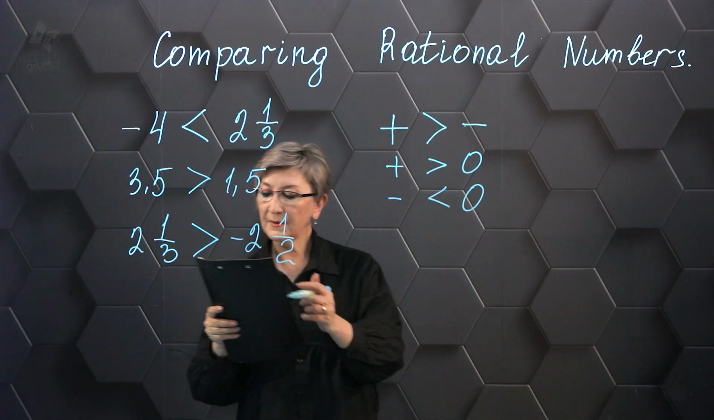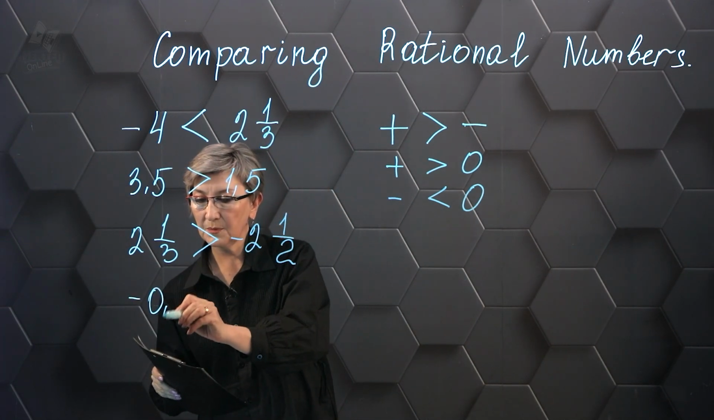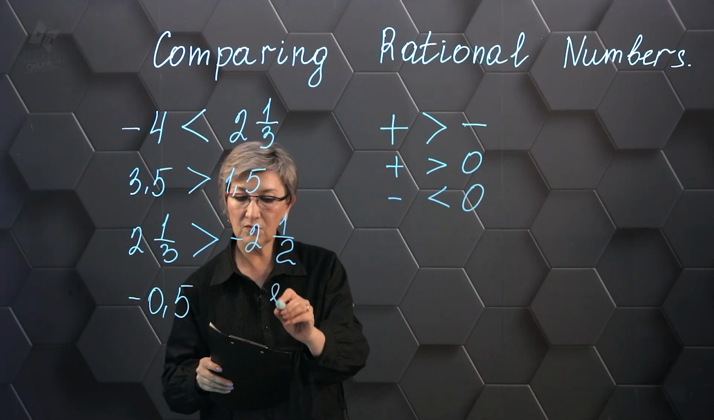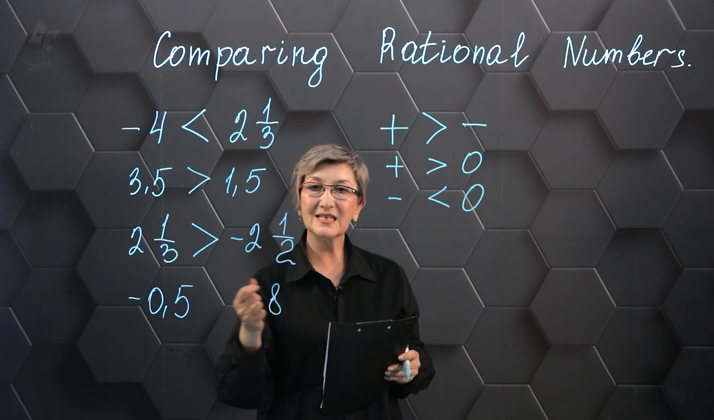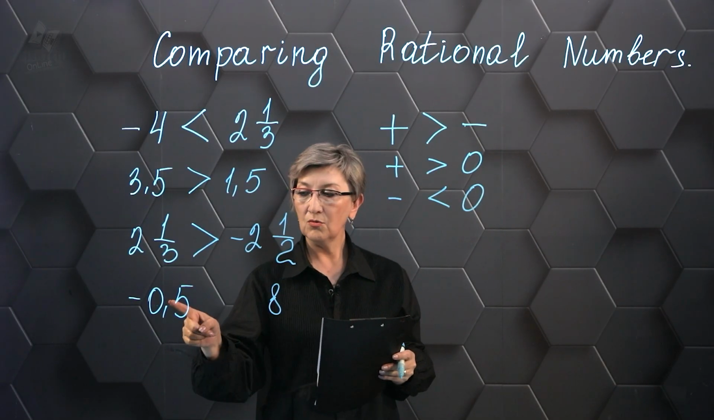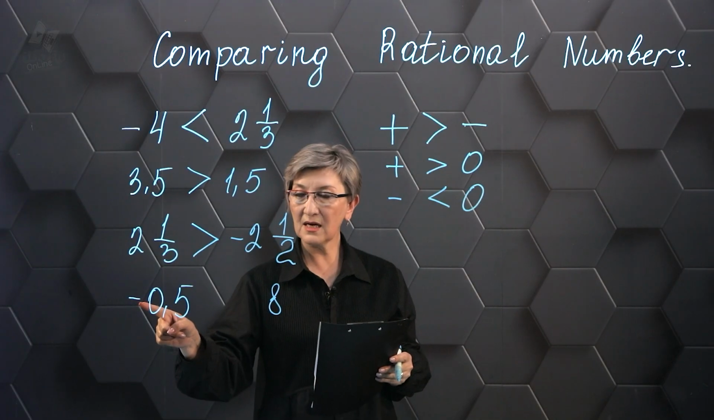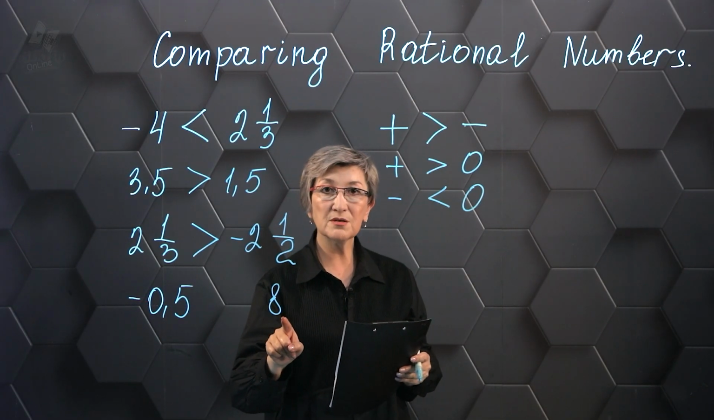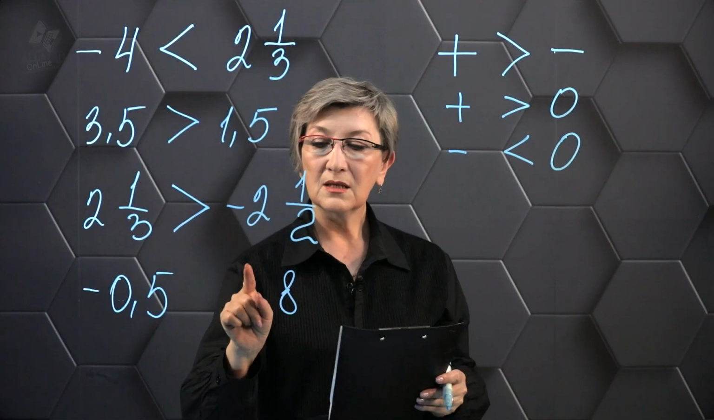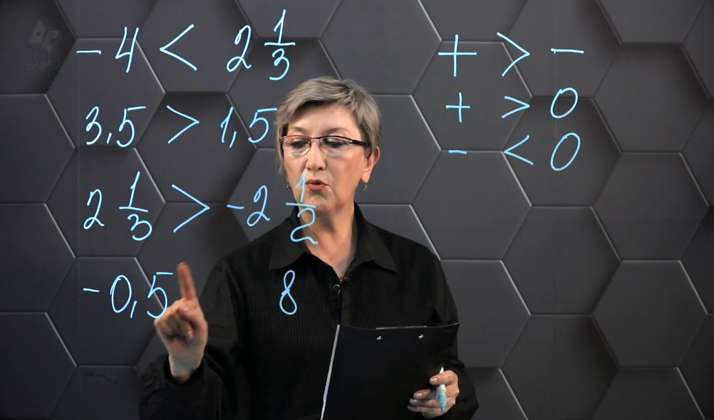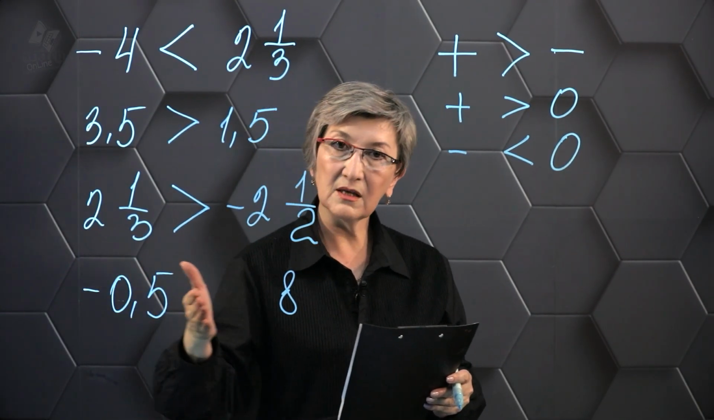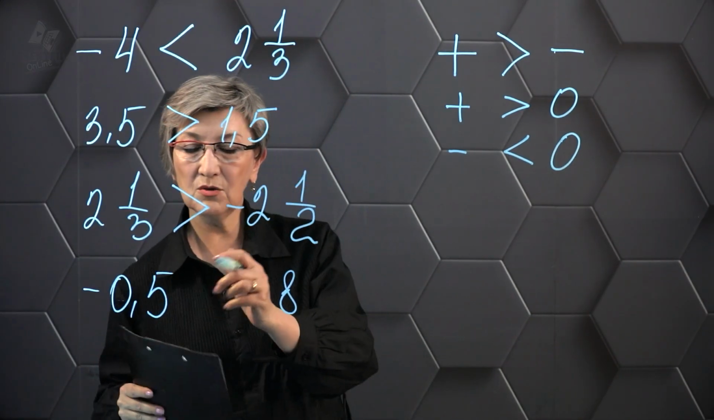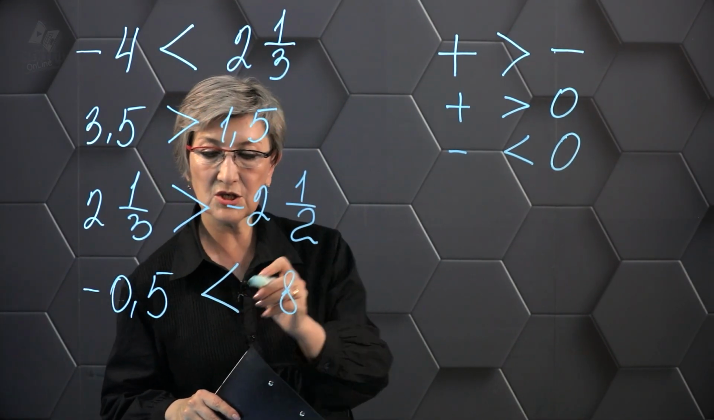The following example: -0.5 and the number 8. And in this example, we also see two numbers with different signs. The number 0.5 has a minus sign and the number 8 has a plus sign. Then the positive number is greater than the negative number, but we're writing from left to right, so -0.5 will of course be smaller than 8.